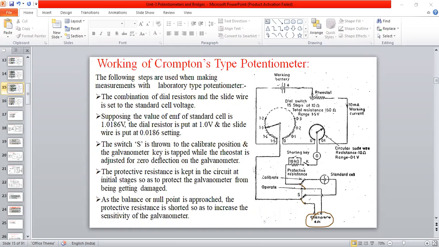Same thing, the same current will flow through here and it will flow through this one. It will come through the galvanometer and it will come here. But see here, the standard cell is open now. It is not connected to the circuit. Here it is connected on the downside. This side it is connected.